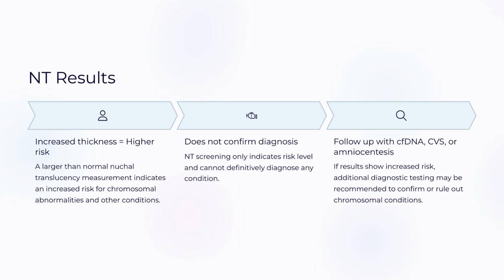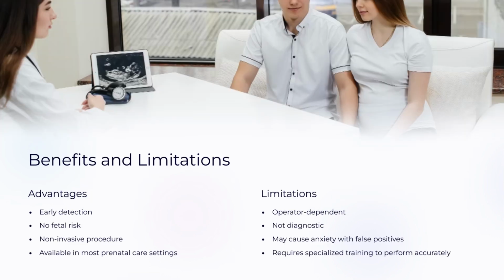High-risk results are typically followed by more specific tests, such as cfDNA screening, Chorionic Villus Sampling or CVS, or amniocentesis. NT screening is a safe, early option for identifying at-risk pregnancies. However, it is highly operator-dependent, and its accuracy can vary. It's most useful as part of a combined first trimester screen to help patients decide whether to pursue further testing.